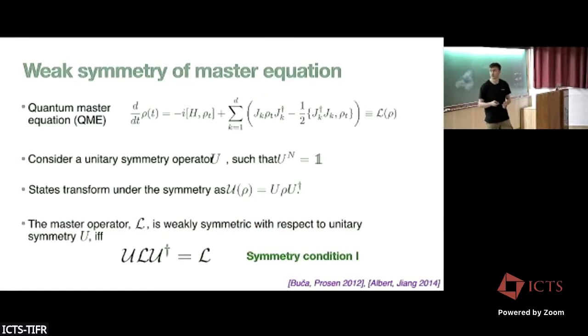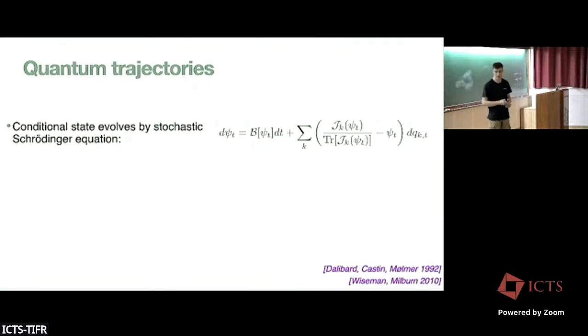So first of all, what does it mean if the master equation is weakly symmetric? So this is just the master equation in Lindblad form. And we're going to consider some unitary operator U, such that this is a discrete symmetry, so U to some integer power just gives us the identity. So states transform under this symmetry by this superoperator, curly U. And all it means for our master operator to exhibit this weak unitary symmetry is that U and L commute. So this is equivalent to what I've written here. And I'm just going to call this symmetry condition 1. So you can write down what it means for the Hamiltonian and the jumps in order for your Lindblad to commute with this unitary symmetry. But for all that matters in this talk, you just have to call this symmetry condition 1.